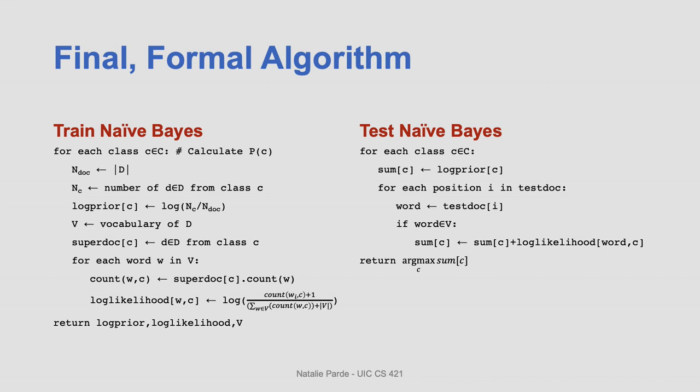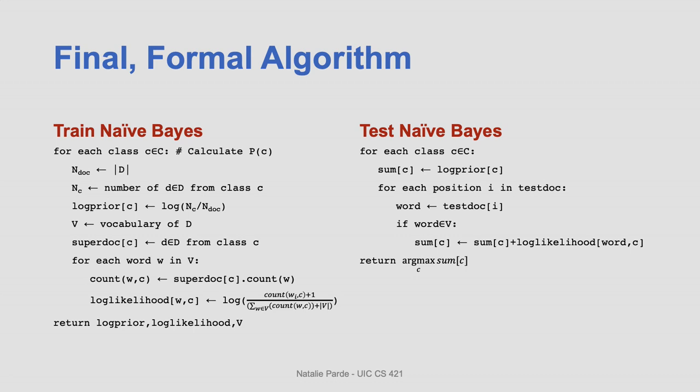So ultimately, we end up with the following algorithms for training and testing our naive Bayes classifier. To train the classifier, we loop through each class and first calculate the prior probability for the class. In this case, we do our computations in log space to avoid underflow errors, so we'll take the log of our prior probability.